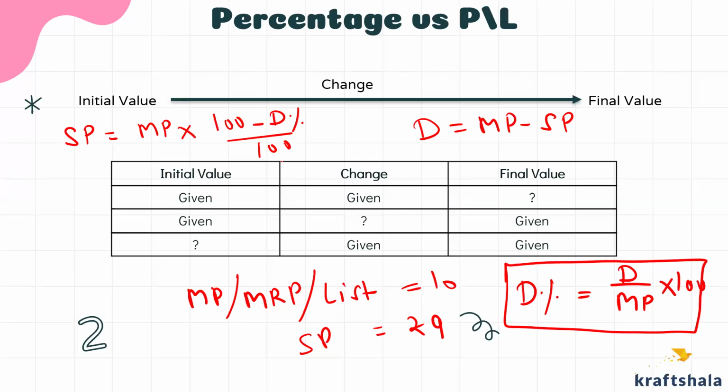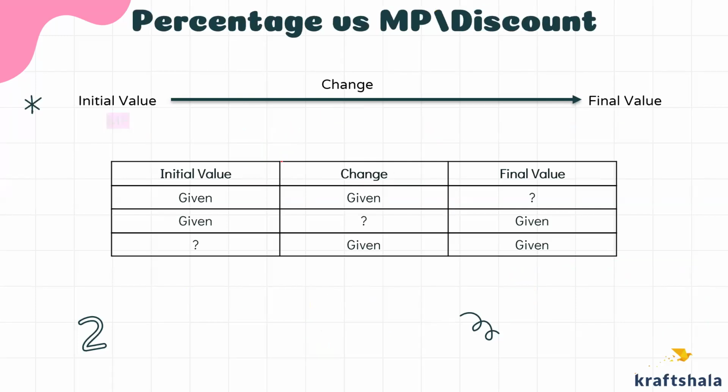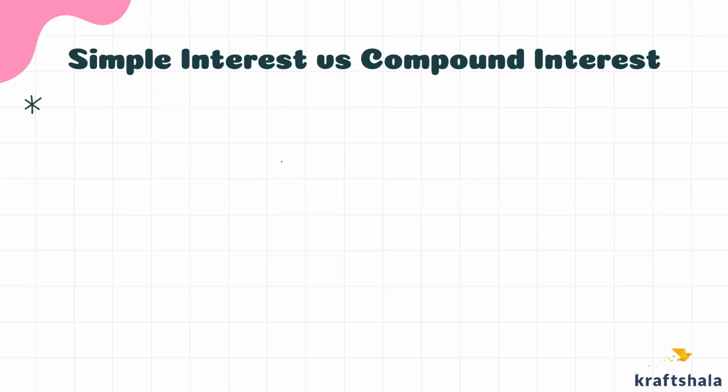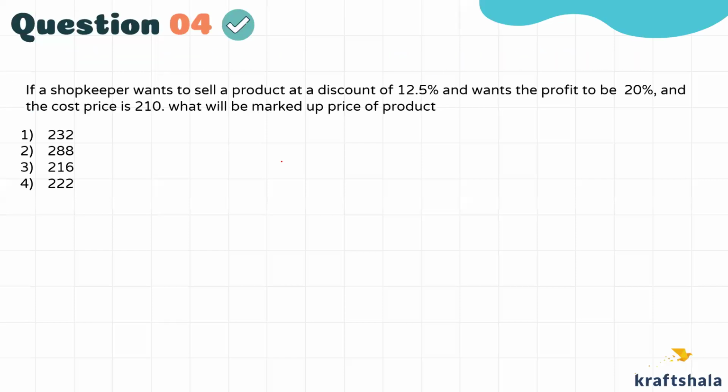Because shopkeeper के point of view से cost price and selling price are related. And customer के point of view से mark price and selling price are related, isn't it? So selling price is a middle term. You can reach it through cost price as well. You can reach it through mark price as well. So this is the basic of profit and loss. Let's do a couple of questions. Try this.